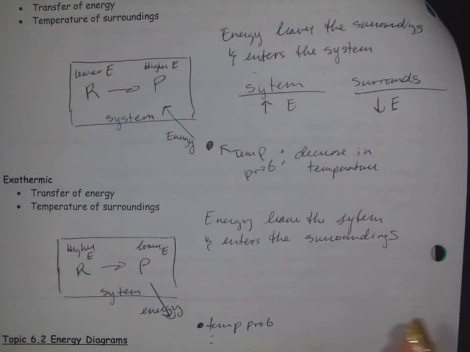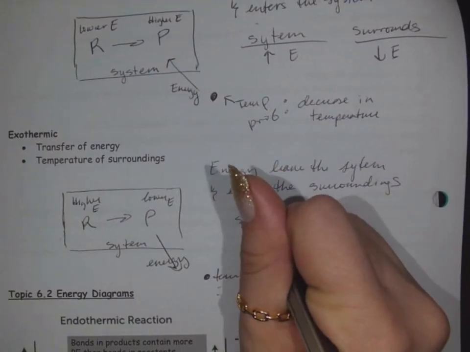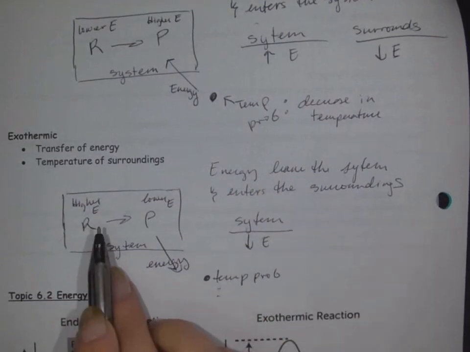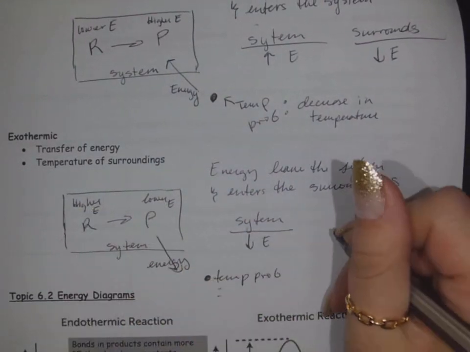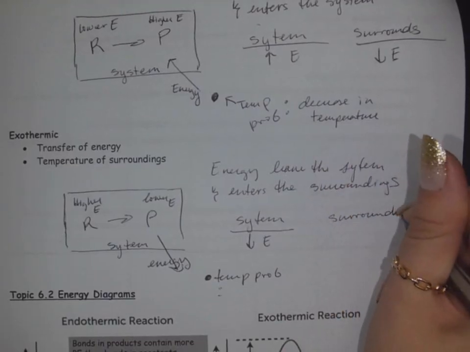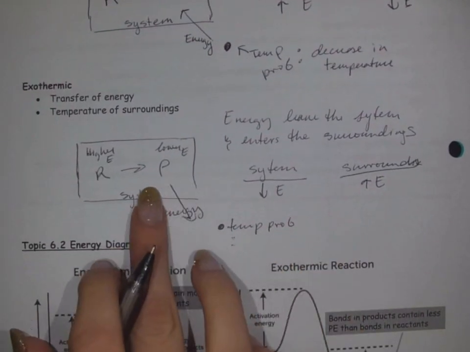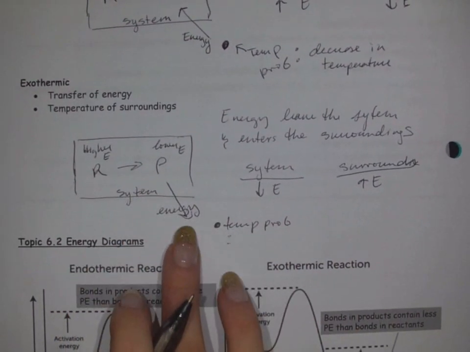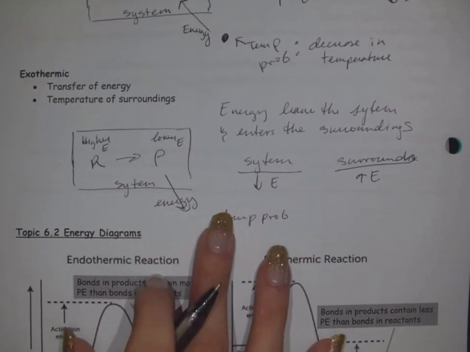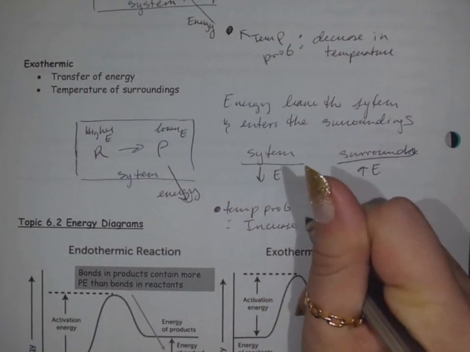Okay, now that means that the system is going to be decreasing in energy. That makes sense because we went from higher to lower, and the surroundings is going to increase in energy. If energy is being released, if energy is being gained by the surroundings, which includes the temperature probe, then we would see an increase in temperature.